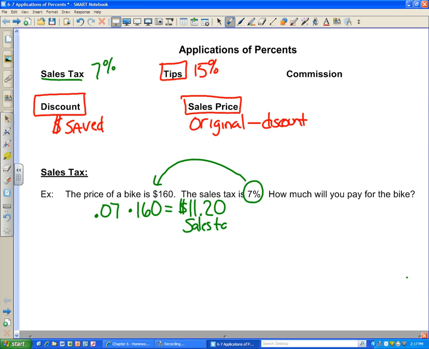But that's not the price that you're paying. That's the sales tax that you need to add on to the price of the bike. So your final price is going to be the $160 plus your sales tax. So the total that you wind up paying for the bike is $171.20.